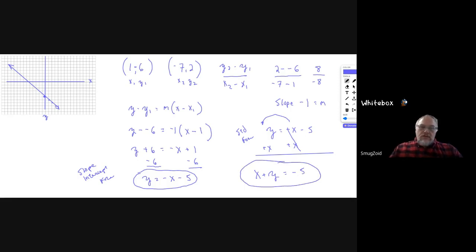Okay. This is part 1. I'm going to show another problem that's a little more complex because it's got a fraction in it. But that pretty much explains how to do this type of problem.